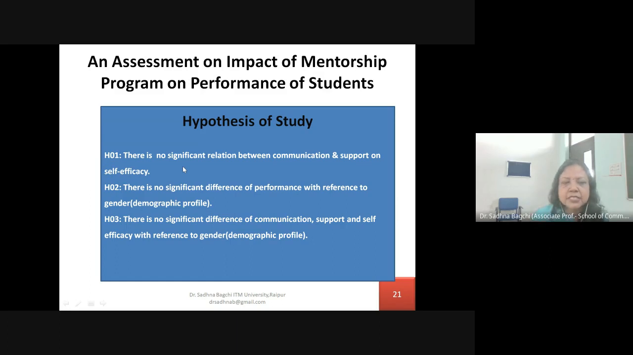So I'm measuring the performance by the scale of self-efficacy. There is no significant difference of performance with reference to gender. I've taken the gender variable as a demographic profile that can differ the performance. So there is no significant difference of communication, support and self-efficacy with reference to gender. So here I'm going to check the moderating role of gender on the relationship between the IDV and DV. So this will be the hypothesis of the study.